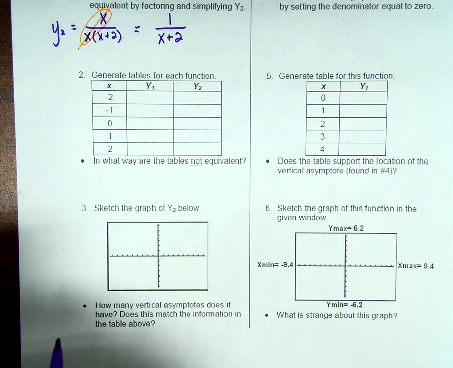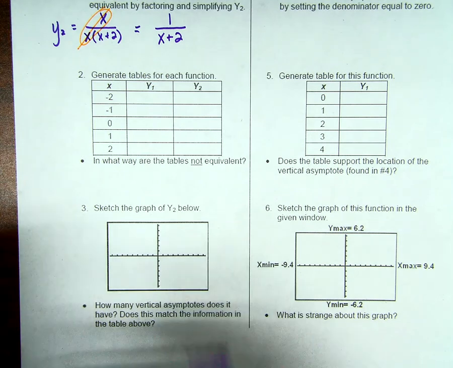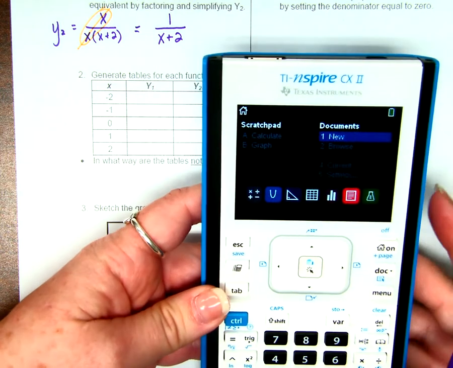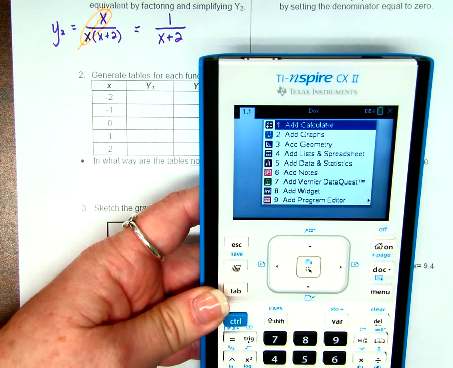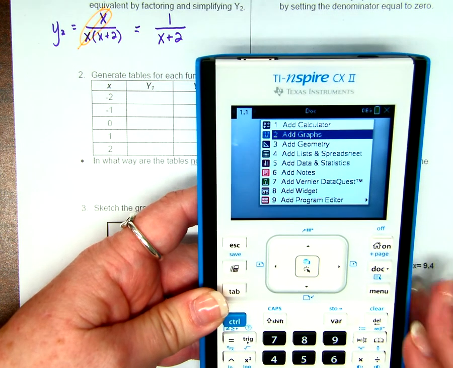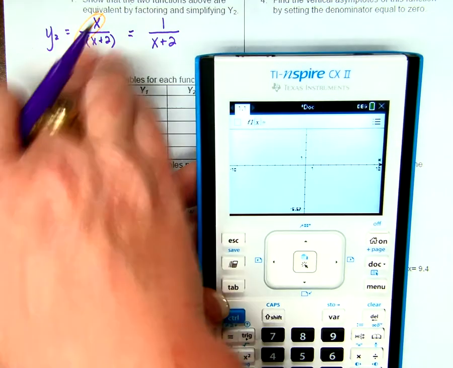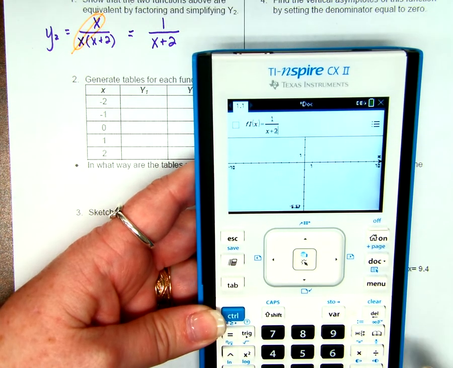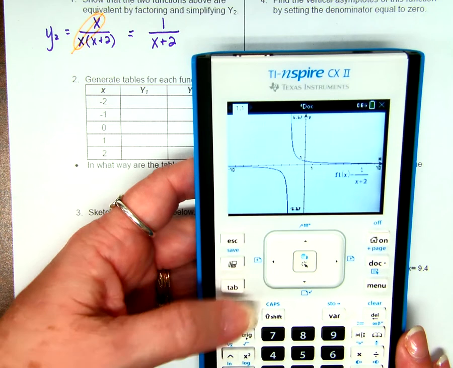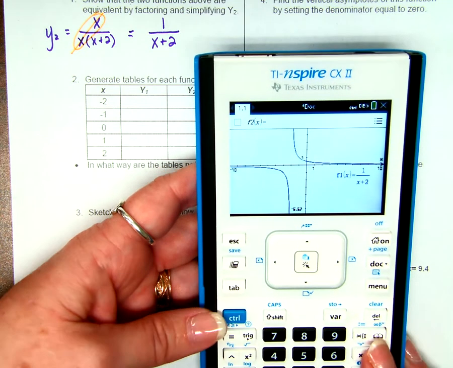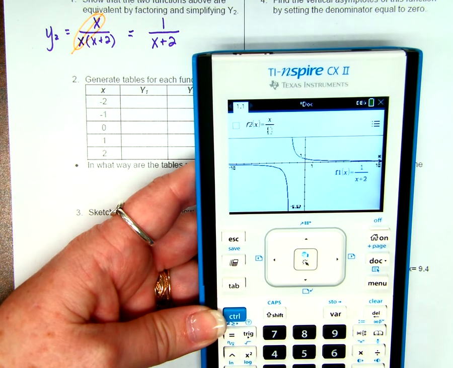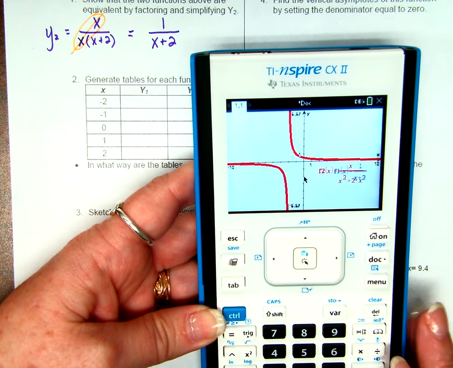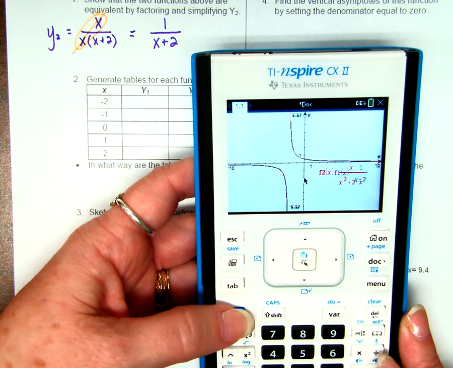So, first step, turn your calculator on, right? That's an important first step. We want a new document that's a graph. In y1, I want a fraction that is 1 over x plus 2. And in y2, I want a fraction that is x over x squared plus 2x. And now I need to look at their tables. So Control T.